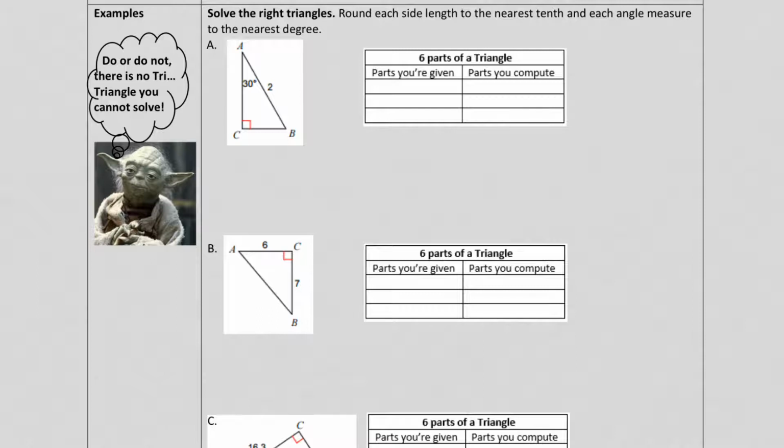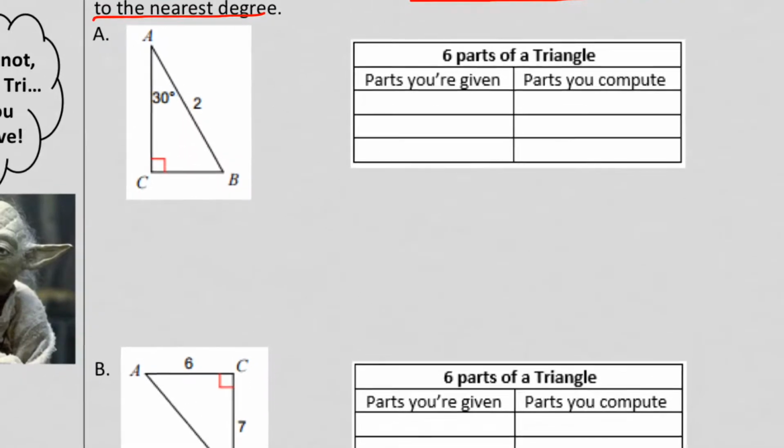So example A, it says solve the right triangles, round each side length to the nearest tenth, and each angle measure to the nearest degree. So each angle measure, I want the nearest whole degree. So in example A, here's what it says. I want to solve this right triangle.